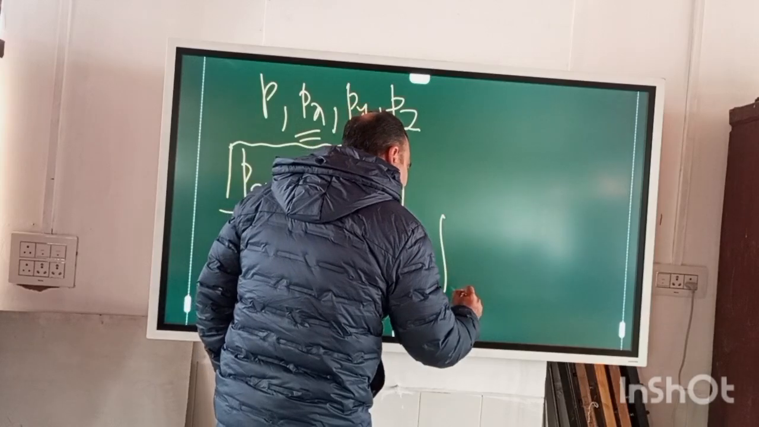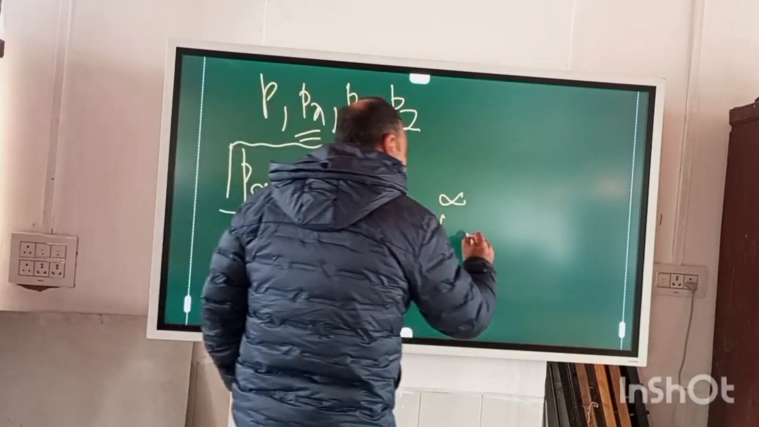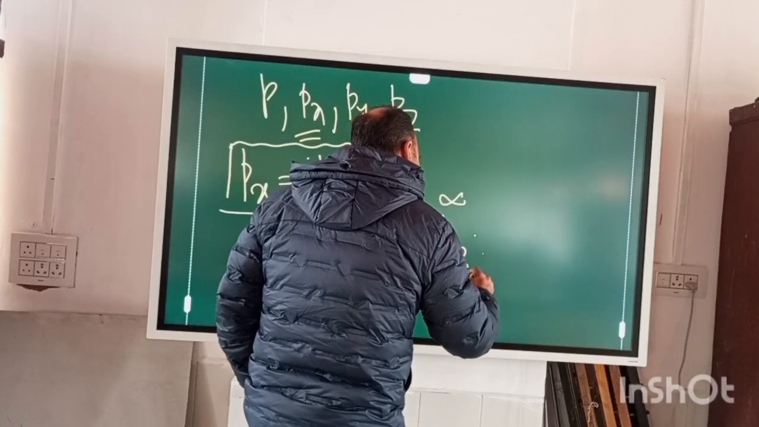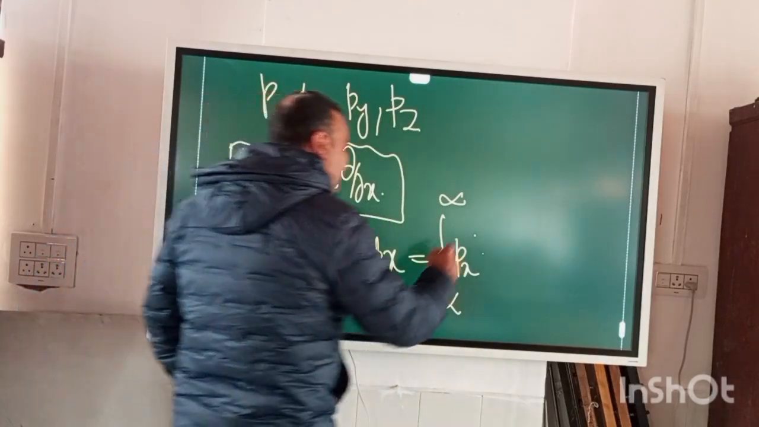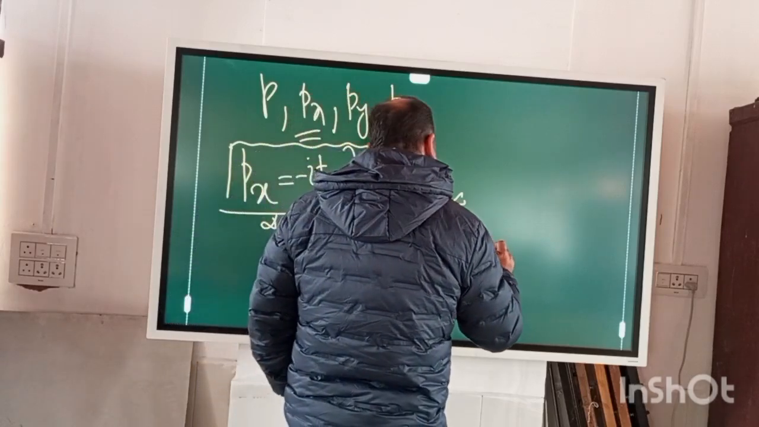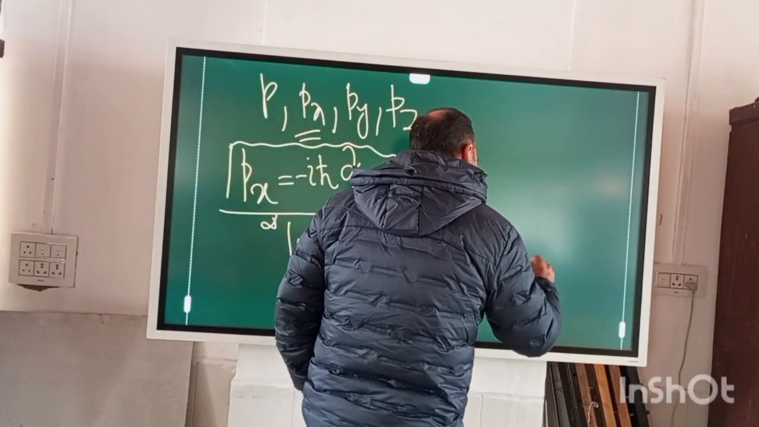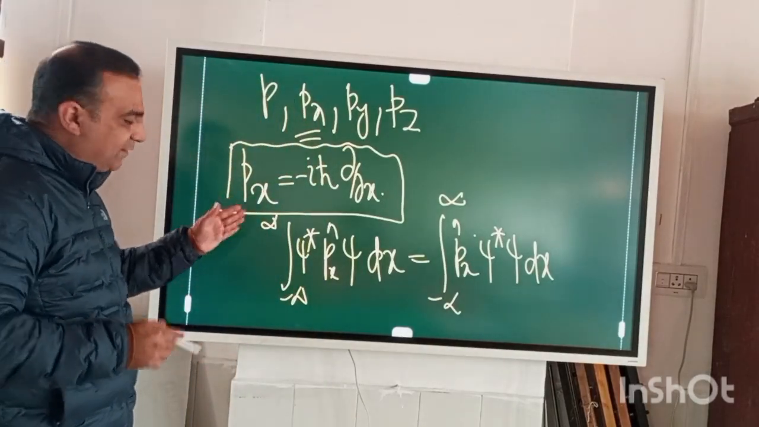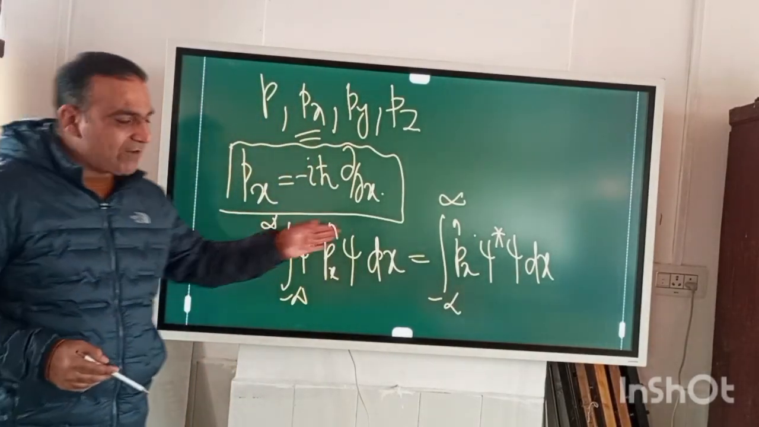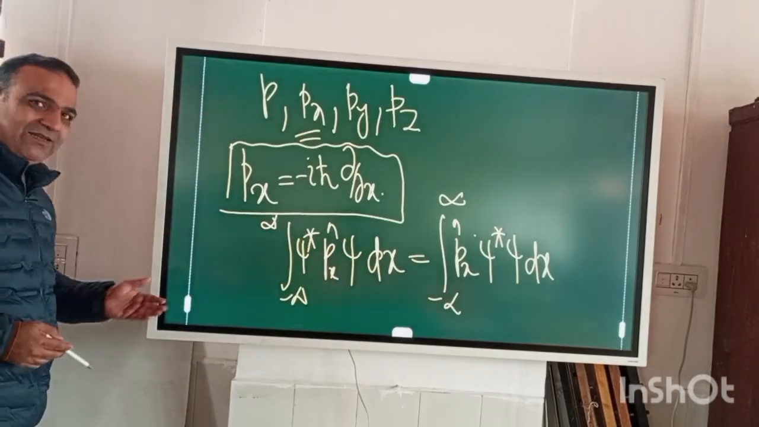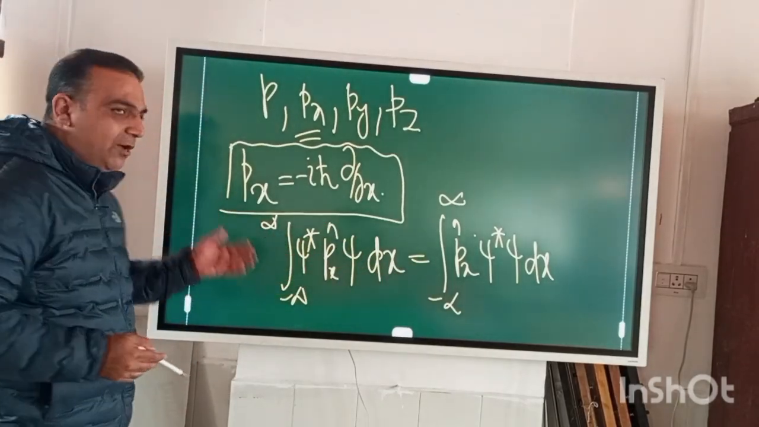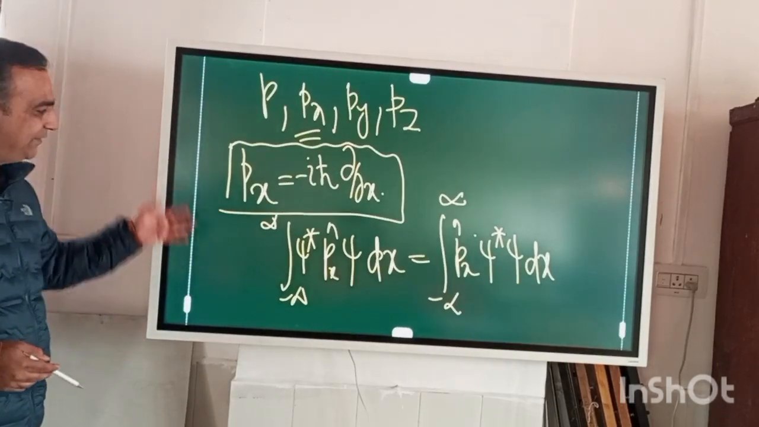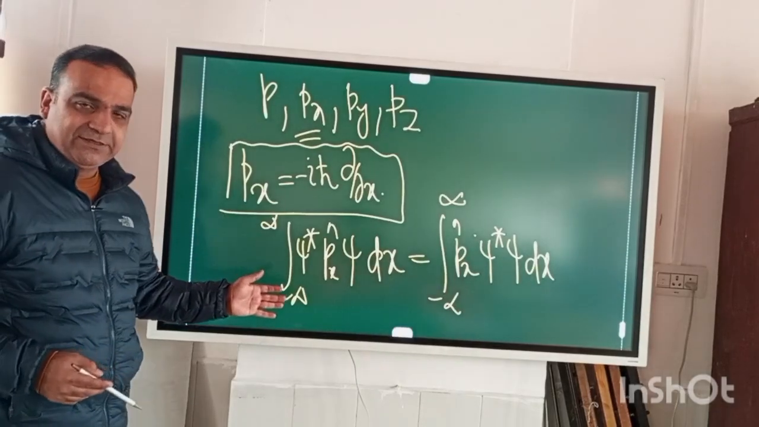This must be equal to the integral from minus infinity to infinity, where p cap should be out. It has to be px. So px cap is out, and inside we have psi star, psi, and dx. So this equation we have to prove. If we are able to prove that the left-hand side of this equation is equal to the right-hand side, then automatically we can say that the momentum operator is a Hermitian operator. So for the momentum operator to be Hermitian, this is the necessary condition to be proved.